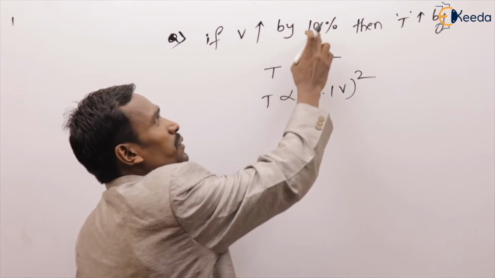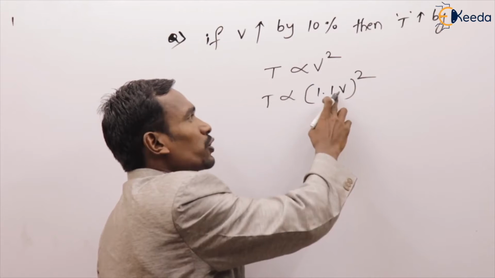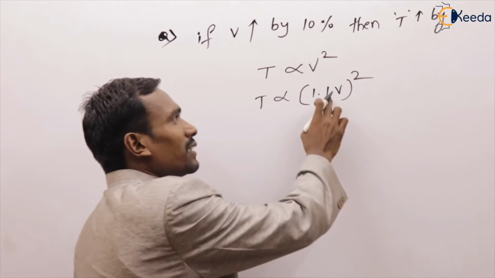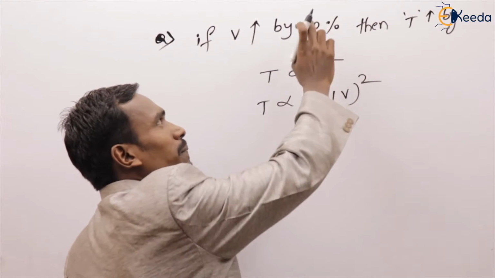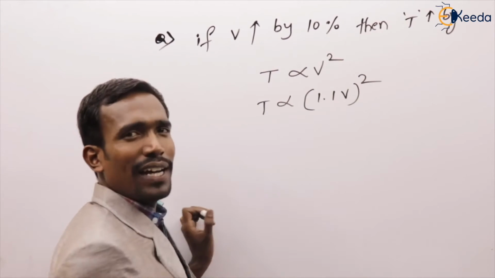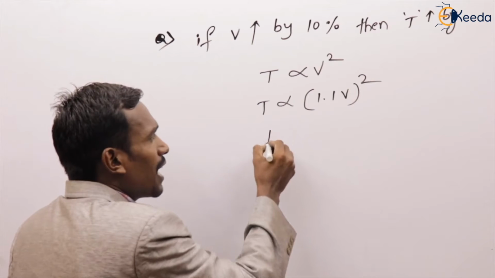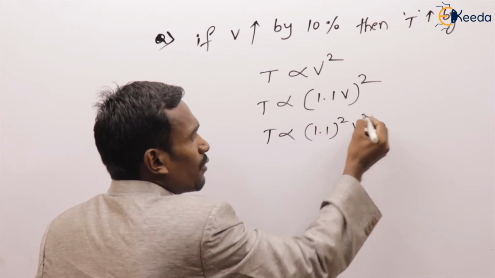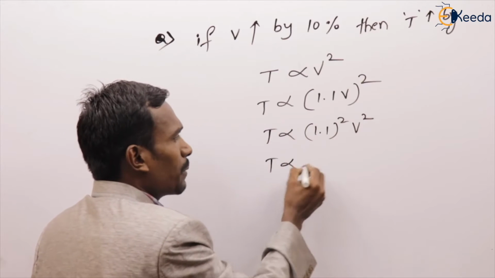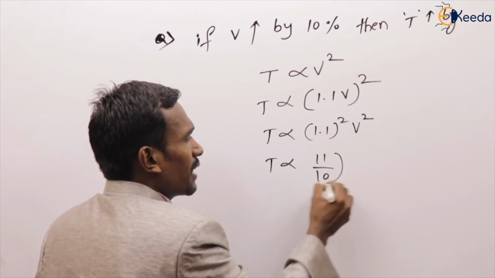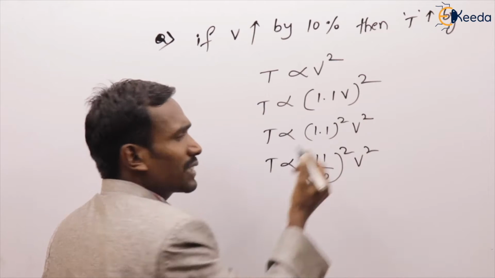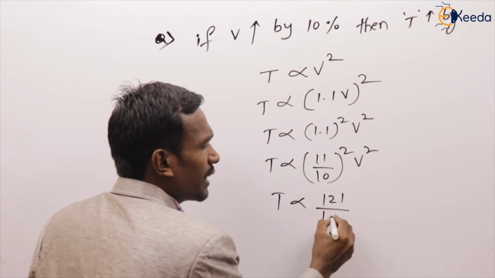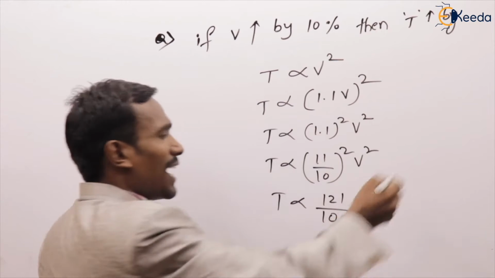If voltage increased by 20%, 1.2. If voltage increased by 30%, 1.3. If voltage increased by 50%, 1.5. So, torque is directly proportional to 1.1 square into V square, which is 11 by 10 whole square into V square, so torque is directly proportional to 121% of V square.